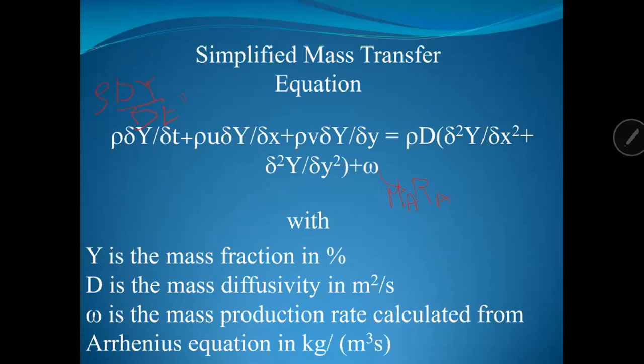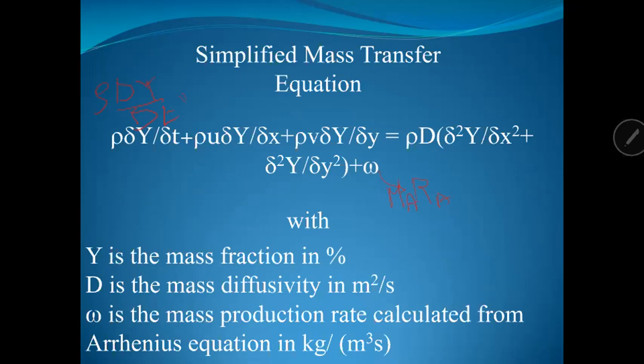Yes, but rho is the density in kilogram per meter cube. Pi has no unit. T is in seconds. So kilogram meter cube second minus 1. Next, rho u dY over dx. Rho is kilogram per meter cube, u is meter per second, over meter. The meter cancels, leaving kilogram meter cube second minus 1. Rho v dY over d small y is the same because u and v have the same unit.